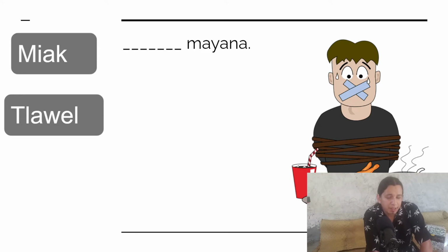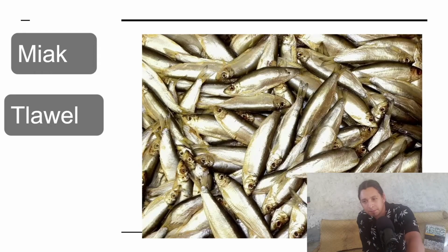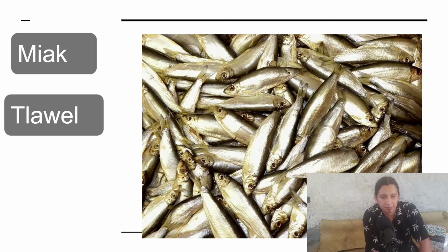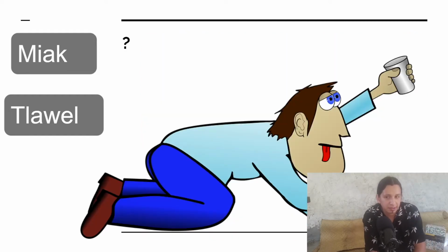So would I say miak mayana or tlawel mayana? And remember, mayana means hungry. I would say tlawel mayana. Very hungry. So tlawel can mean like very. Okay, there's a lot of fish. I would say tlawel michime. It would actually be miak. Miak michime. Many fish. Here in this picture, the guy's thirsty. So how would we say that? Tlawel amiki.